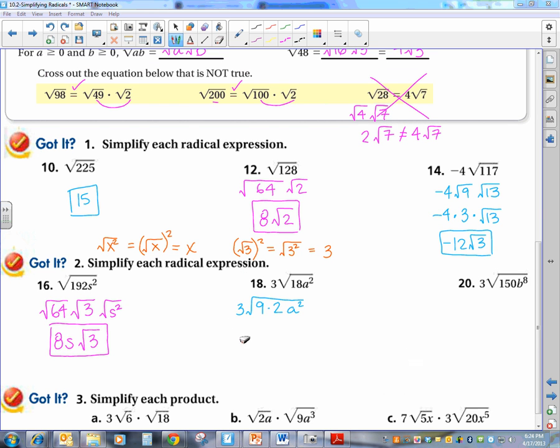We have 3 times, we didn't break it up that time, but the square root of 9 times the square root of 2 times the square root of a squared. That, of course, gives us 3. The square root of 9 is 3. The square root of 2 can't be simplified, but the square root of a squared, just like we've talked about here, is a. So we simplify that, and anything that's not under the radical is brought in front. So this becomes 9a times the square root of 2.